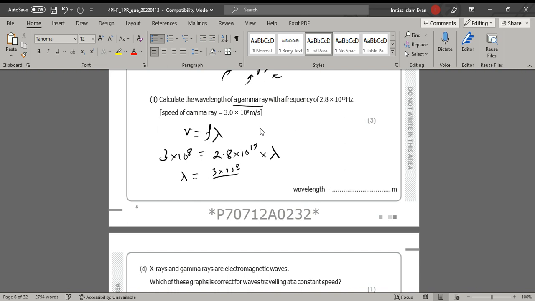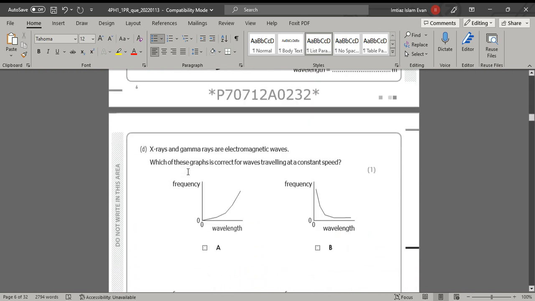Okay, so if you divide that, the answer that you will get is 1.07 times 10 to the power minus 11. Finally, you can round it up and write 1.1 times 10 to the power minus 11. This should be the answer here.